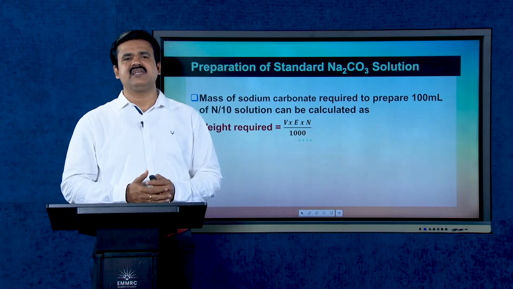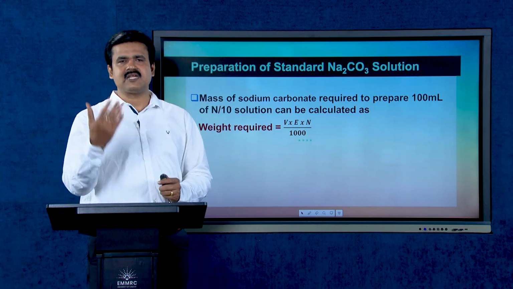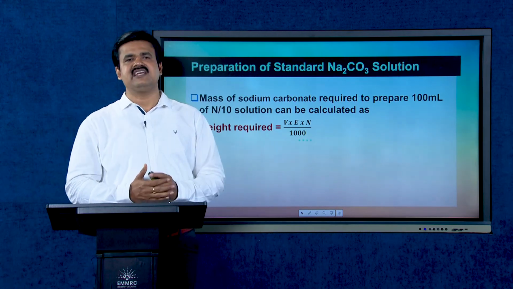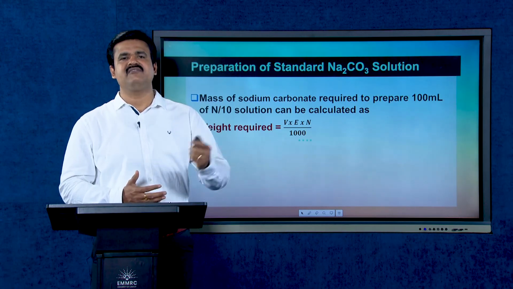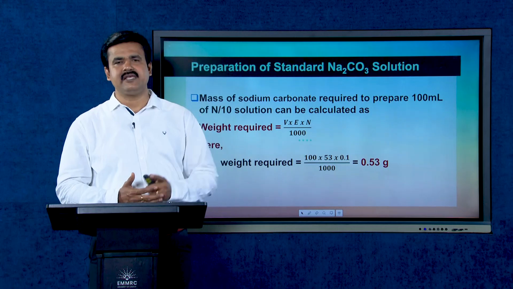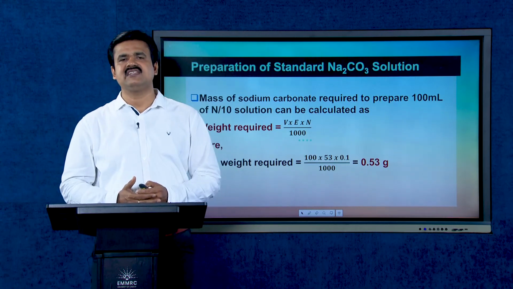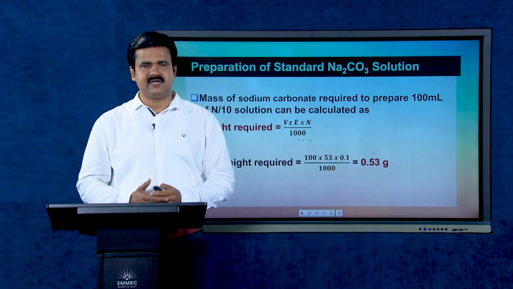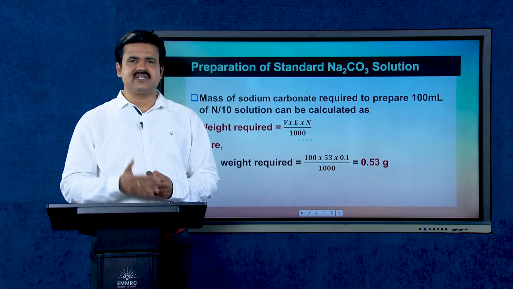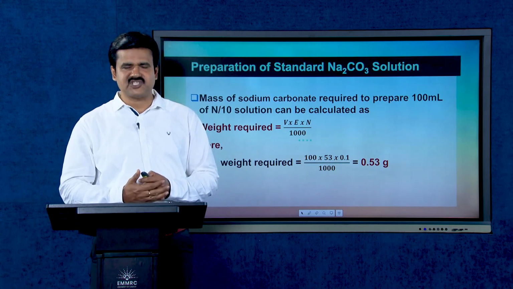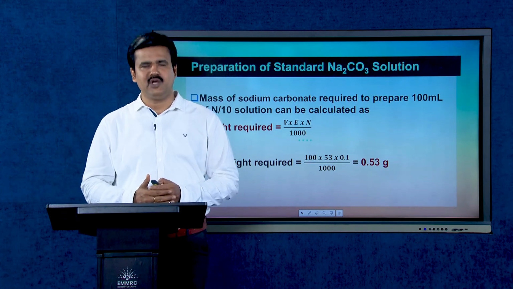E stands for the equivalent weight of sodium carbonate, which is equal to 53. Multiply with the required normality N, that is 0.1, and the whole thing should be divided by 1000. So, weight required equals 100 into 53 into 0.1 divided by 1000, which gives 0.53 gram. Thus, if you weigh out 0.53 gram of sodium carbonate accurately and make it up to 100 ml solution, you will get a sodium carbonate solution with the concentration 0.1 normal.